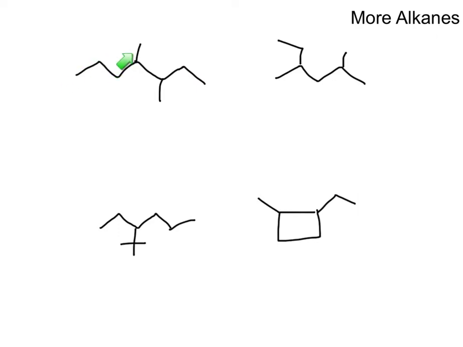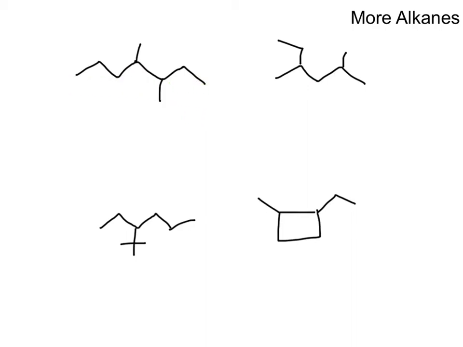1, 2, 3, 4, 5, 6, 7. 1, 2, 3, 4, 5. 1, 2, 3, 4, 5, 6. So it looks like my longest chain is going to be 7. So this guy is going to be named a heptane. Now the question then becomes, how do I number it? Do I number it with this being carbon 1 and that being carbon 7, or is that going to be carbon 1 and then that's carbon 7?